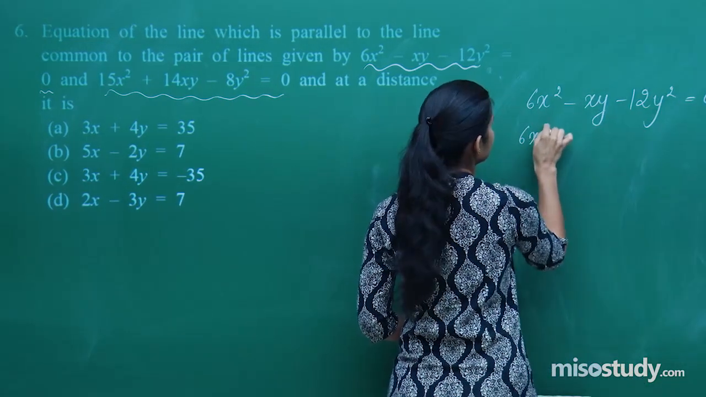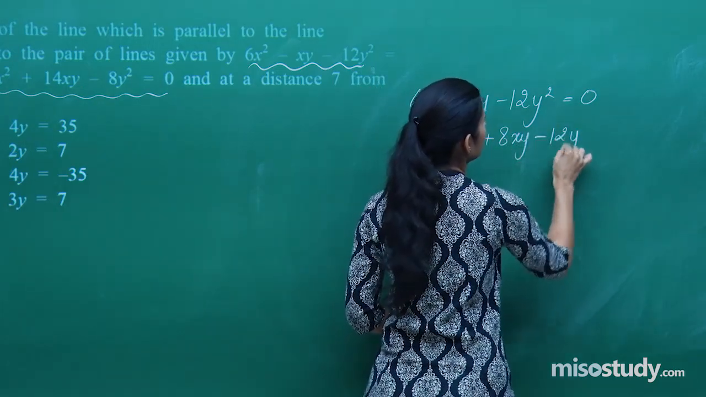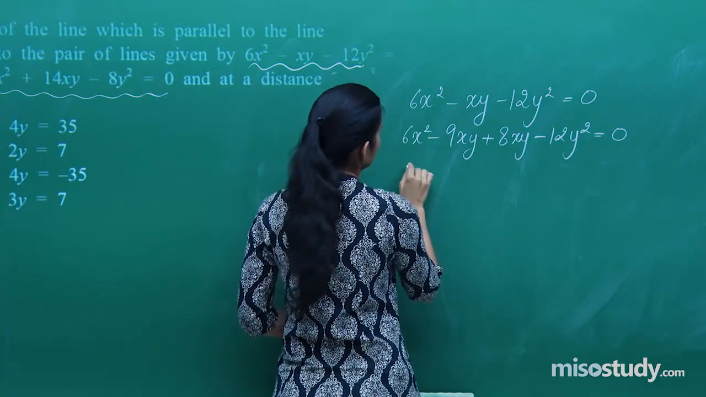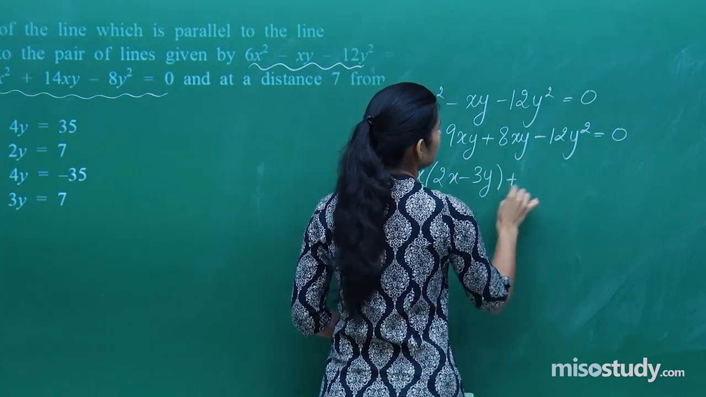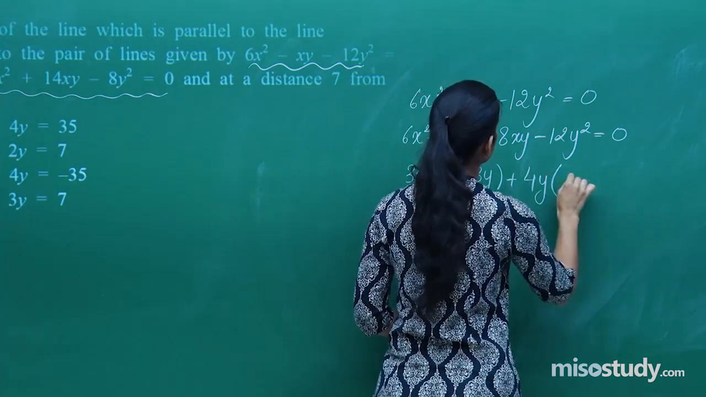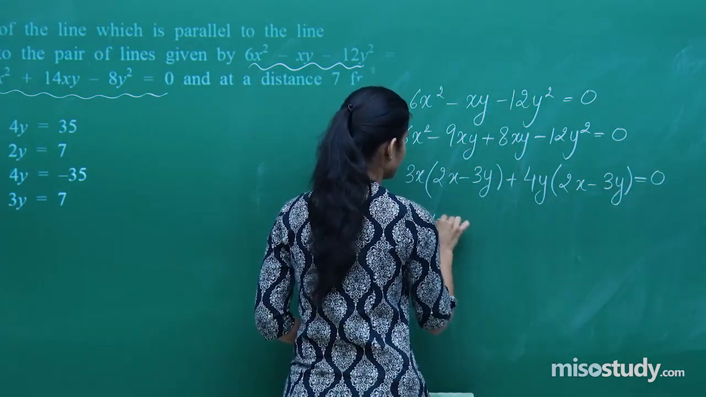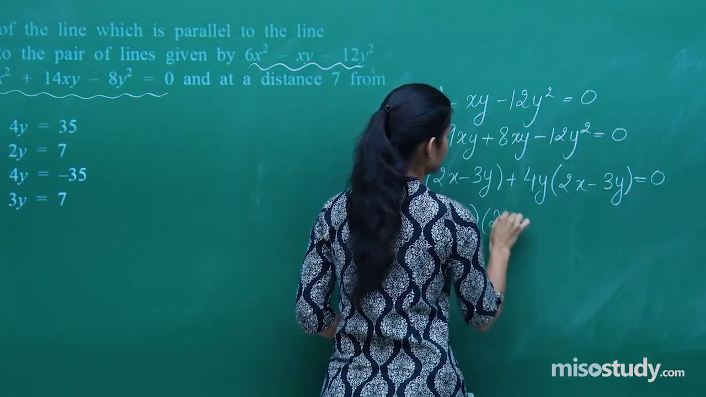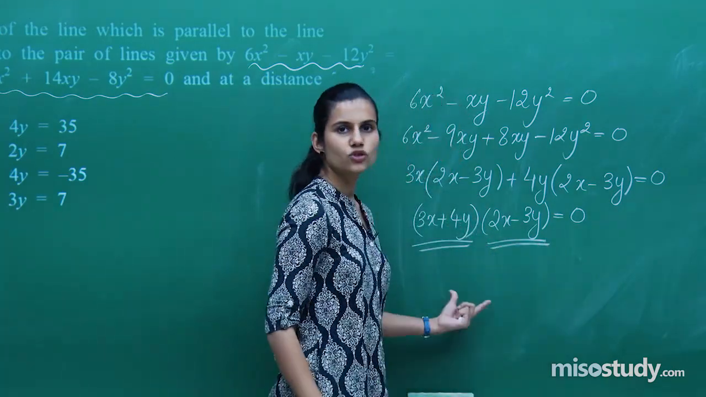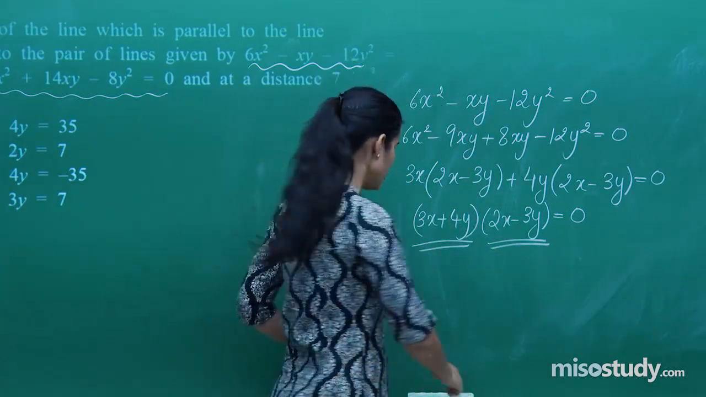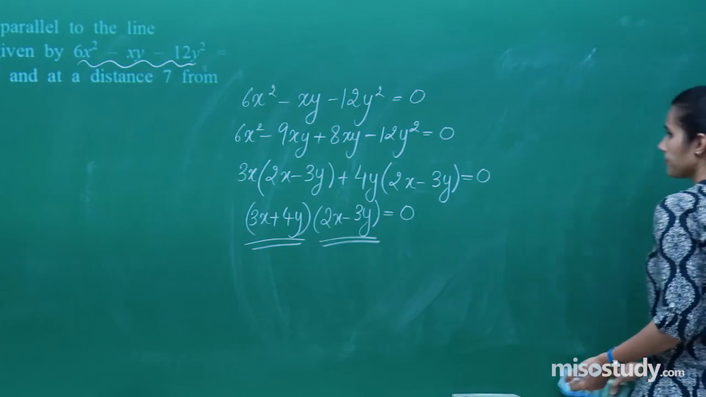I'm talking about 6x square minus xy minus 12y square equals 0. I can write this as 6x square minus 9xy plus 8xy minus 12y square equals 0. This brings 3x common: 3x(2x minus 3y) plus 4y(2x minus 3y). So you get (3x plus 4y)(2x minus 3y) equals 0. This is the first line, this is the second line, and the joint equation of these two lines is actually this.